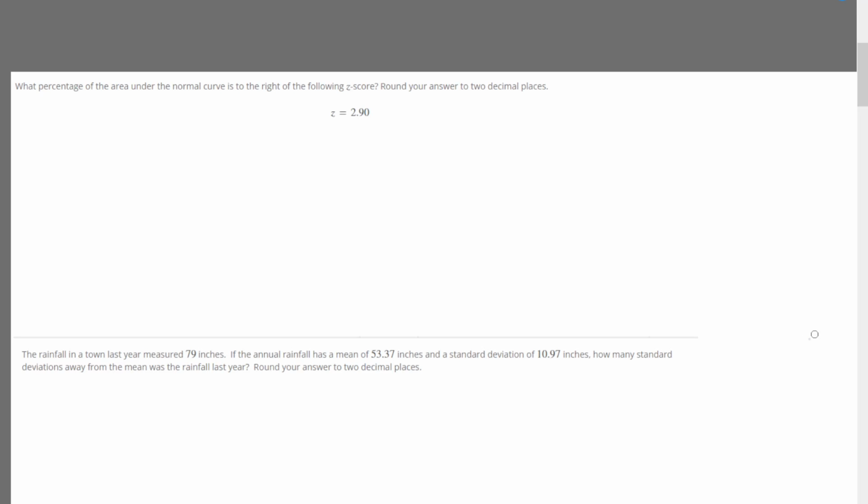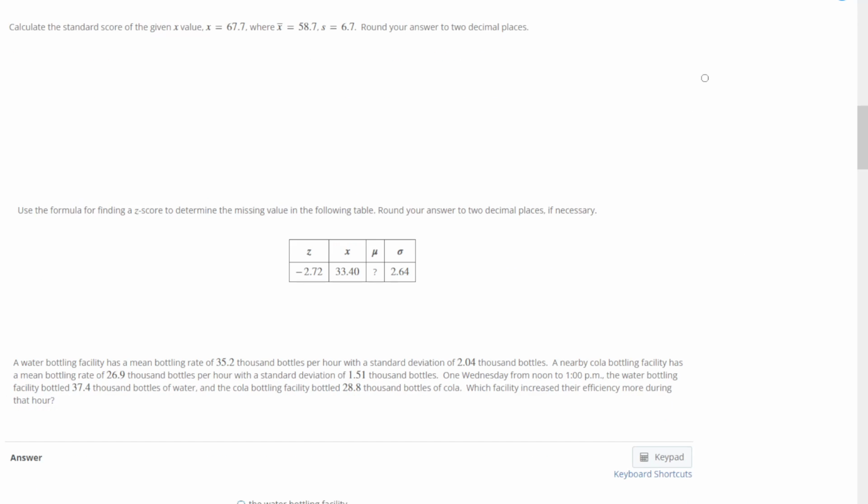Hi, so today we're going to be talking about 8.4 in our book, which is the normal distribution. This is where we're expanding more on describing and analyzing data, especially with bell curves. A key thing that you'll be seeing a lot is the term z-score.